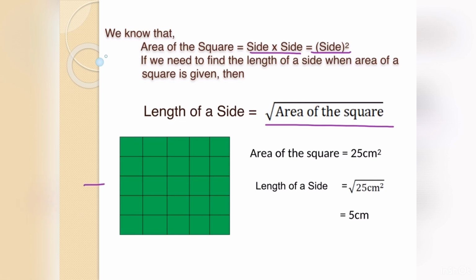Now look at this figure. This is a square of area 25 centimeters square. So, length of a side is equal to square root of 25 centimeters square, which is equal to 5 centimeter. So, 5 centimeter is the side of this square.